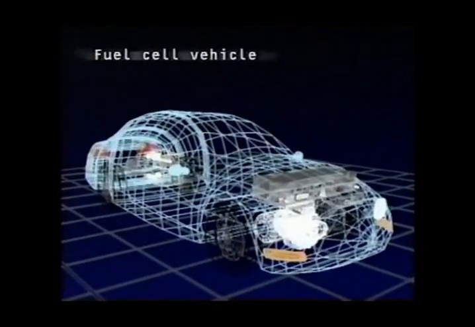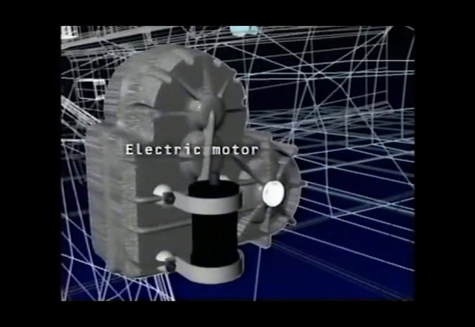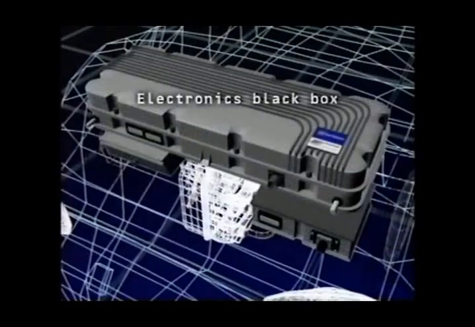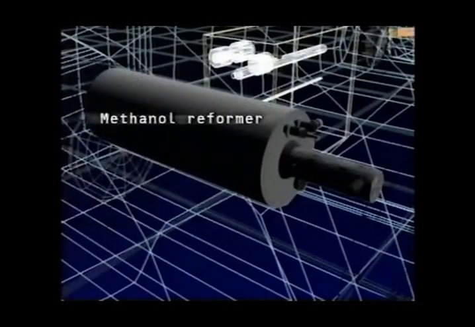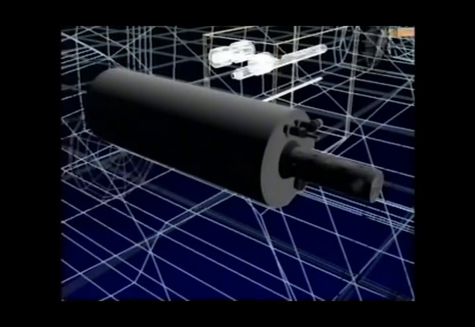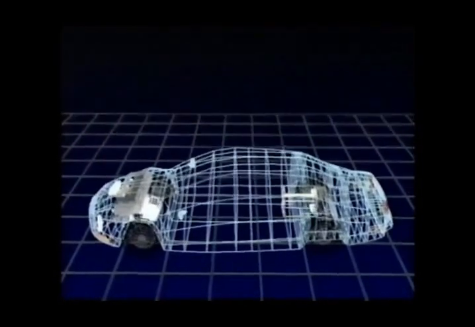In fuel cell cars, like those under development at Toyota and Mercedes-Benz, the fuel cell replaces the gas engine and the batteries. There's still an electric motor and a powerful electronics box. Fuel cells are normally grouped together in stacks. They get their hydrogen from a reformer, which extracts it from other liquid gases like methanol. Storing hydrogen on board still presents a problem, and there's currently nowhere to fill up with hydrogen.